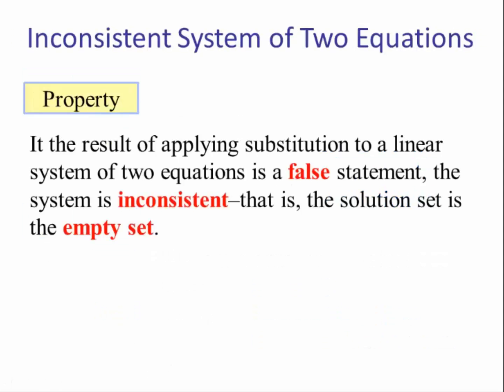Inconsistent system of two equations. Property: if the result of applying substitution to a linear system of two equations is a false statement, the system is inconsistent. That is, the solution set is the empty set. There is no solution. Graphically, this happens when we have two parallel lines.